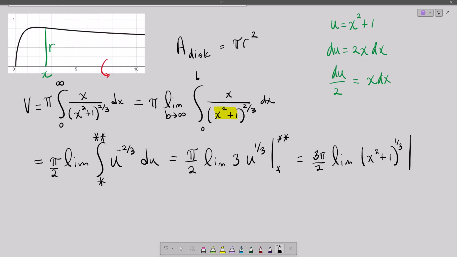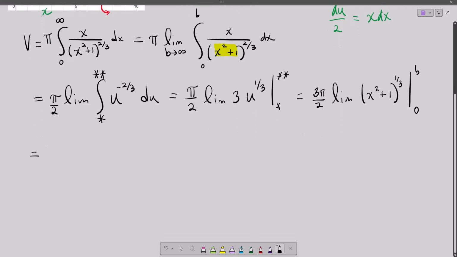And when we back substitute, we get back to our original limits. So now we're back to 0 and b again, back to x limits. Let's plug our limits in. We get 3 pi over 2. So then we're going to plug in the b. So the limit, this will be as b goes to infinity.